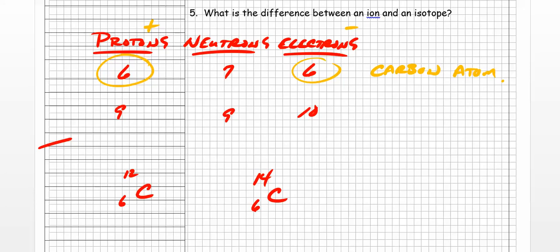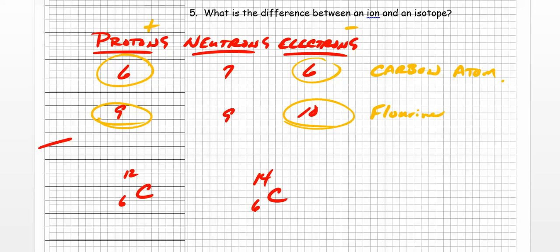Now let's look at the next one, however. This time we've got 9 protons in the nucleus. Remember, we're looking at the relationship between protons and electrons. We've got 10 electrons in the periphery. So remember that the 9 protons define the element. If I look at my periodic table, I see that this is fluorine, right? So this is fluorine, but it's not just a fluorine atom because there's one more electron than there are protons.